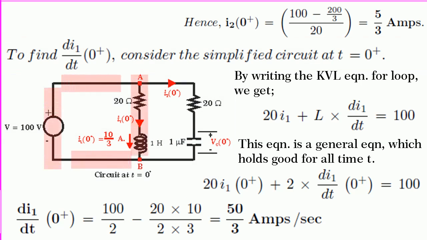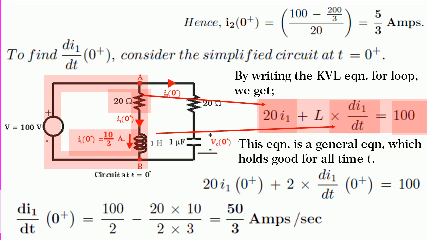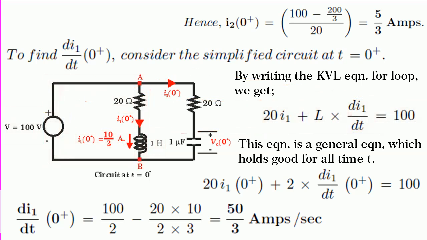By writing Kirchhoff's voltage equation for the loop, we get 20 I1 plus L into di1 by dt is equal to 100. This equation is a general equation which holds good for all time t. So, it should also hold good for t is equal to 0 plus. Hence, adding t is equal to 0 plus in all the terms and solving it, we get di1 by dt at 0 plus is equal to 50 divided by 3 amperes per second.